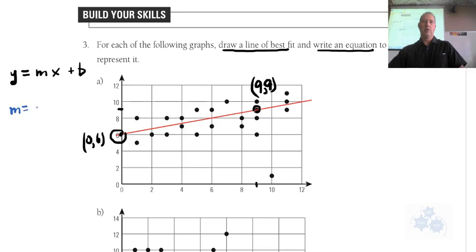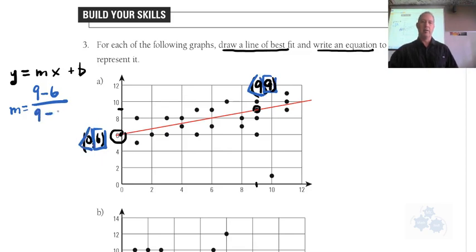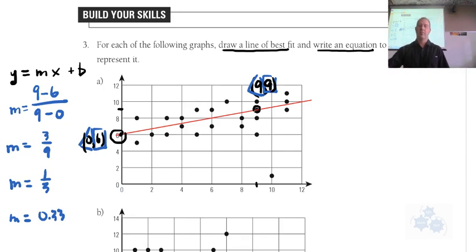So the slope is going to be y2 minus y1. Let's go 9 minus 6 on top. That's the rise, the difference in the y values. And then the run would be the difference between the x values, so that's going to be 9 minus 0. And the slope, that's going to be what? 3 over 9, or a slope of 1/3. Or if you want to put it in decimal, you just go right ahead: 0.33, repeating, right?